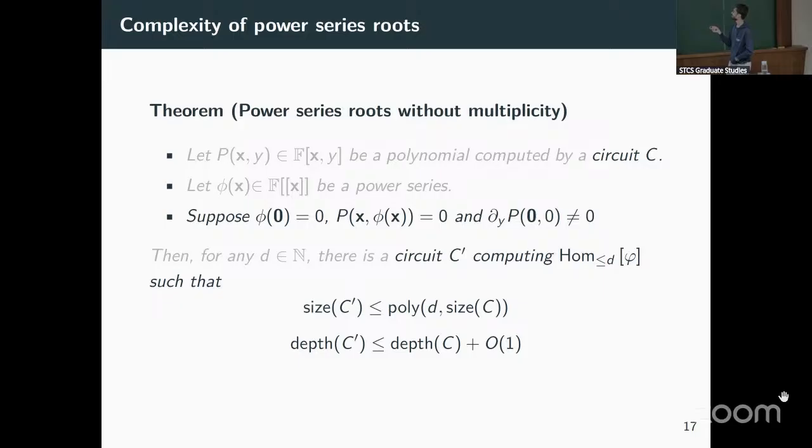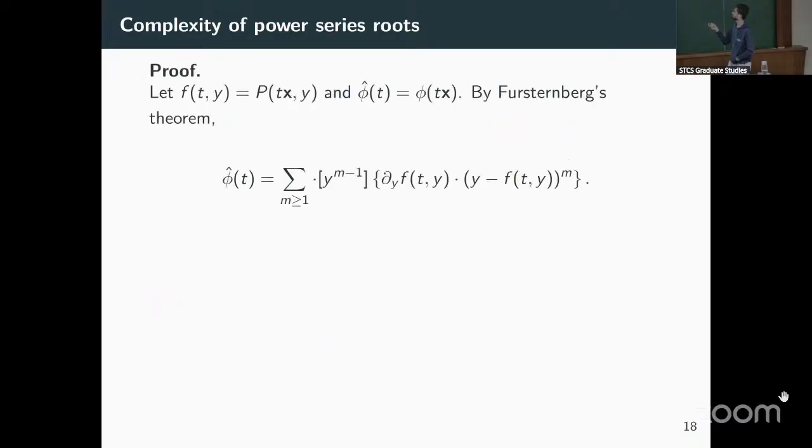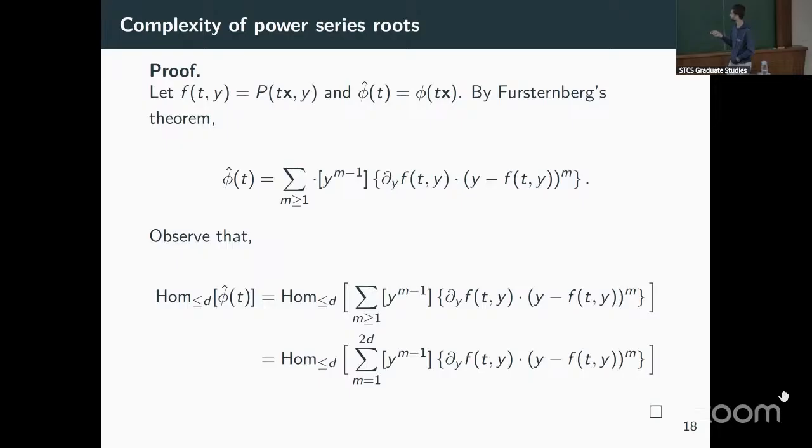Essentially what we want is a small circuit. Here I'm working with a general P of x comma y, where x is a variable like x1 to xn. I want to come back to the bivariate case. So I work with f of t comma y by multiplying t to all the x variables. I notice that the power series root of f of t comma y has a simple expression that comes from Furstenberg. And in order to get the top degree d terms of this power series root, I need to sum up my expression only up to the first 2d terms. I won't go into the details, but that's all we will need.